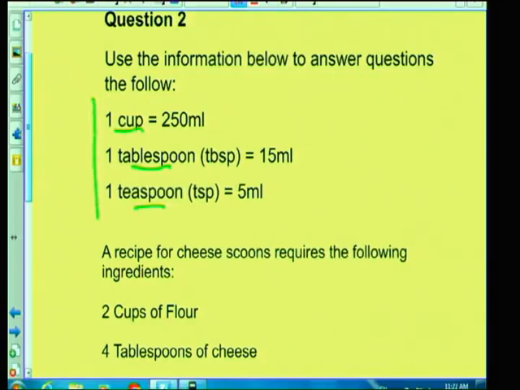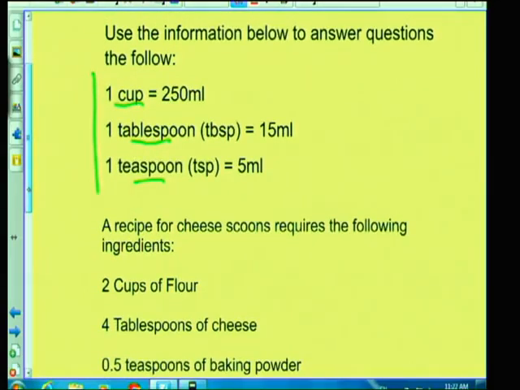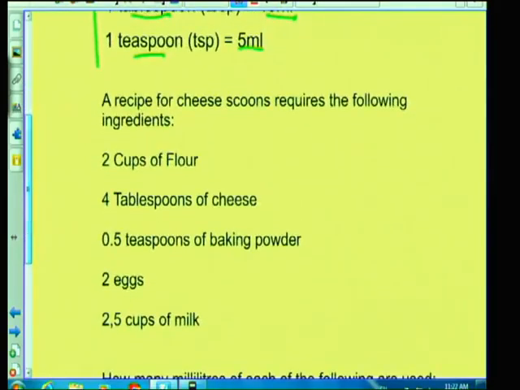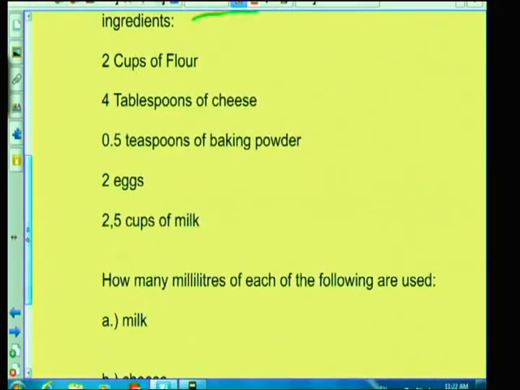So in this one, it's just really about converting. 1 cup is 250 milliliters, 1 tablespoon, sometimes written with a capital T, is 15 milliliters, and a teaspoon, written with a small t, is 5 milliliters. So here's the ingredient list for cheese scones.